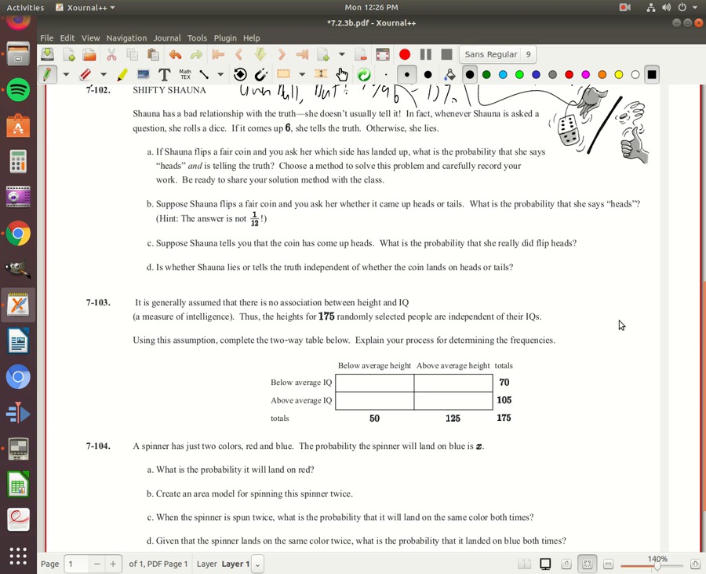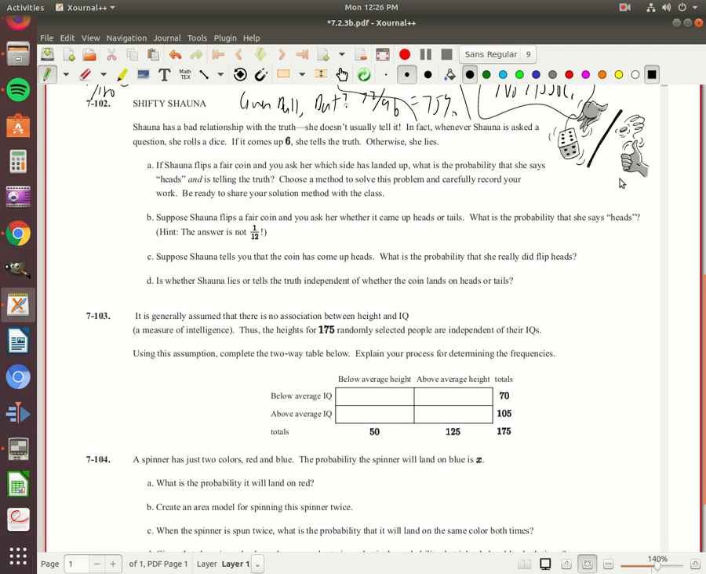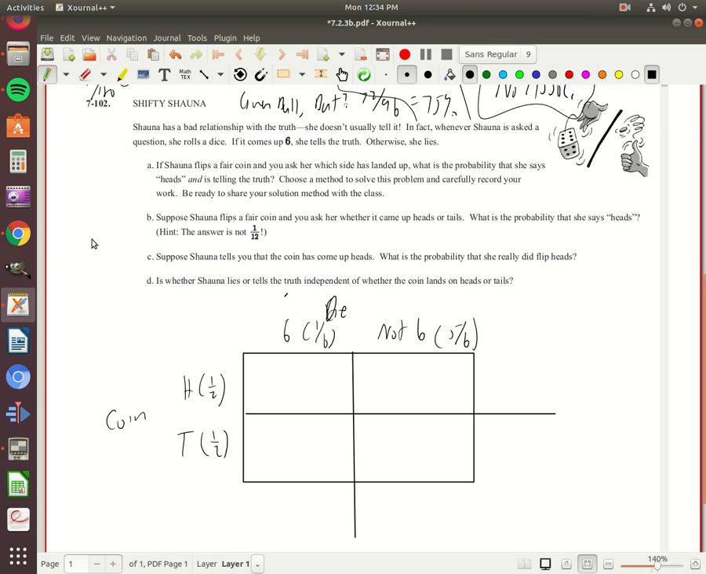So again, let's go ahead and pause this, see what we come up with, and then we will return to discuss it. I will set it up real quickly. Figure this out. So first of all, she's got a die. There's a 1 in 6 chance of getting a 6. There's a 5 in 6 chance of not getting a 6. Again, this would be the truth, and this would be a lie, right?